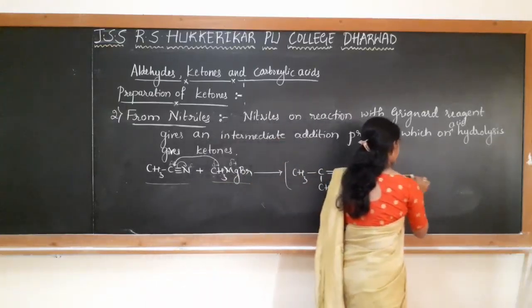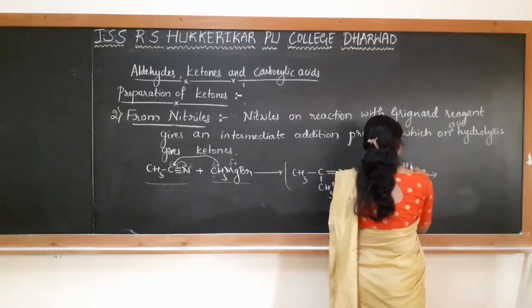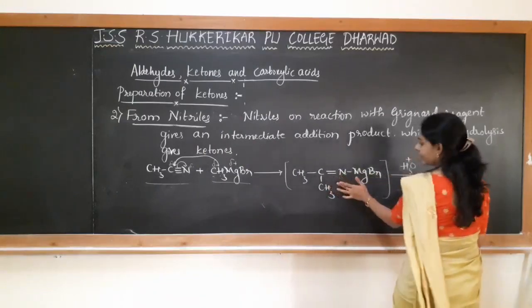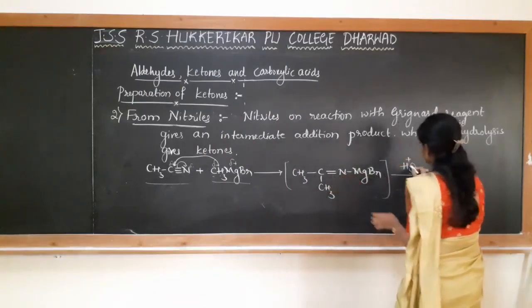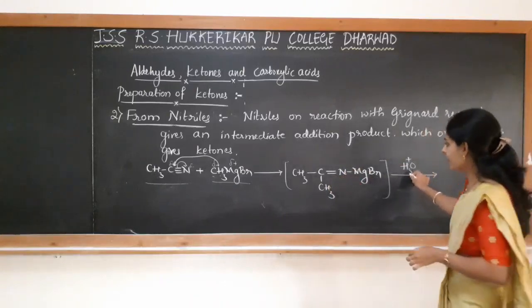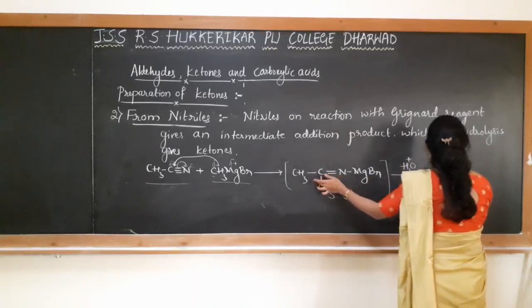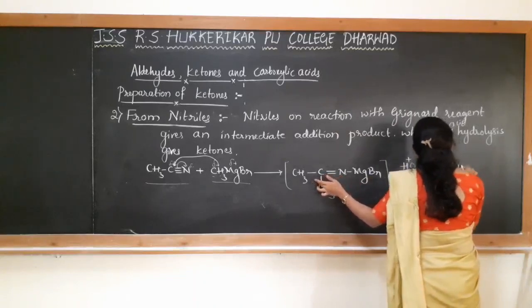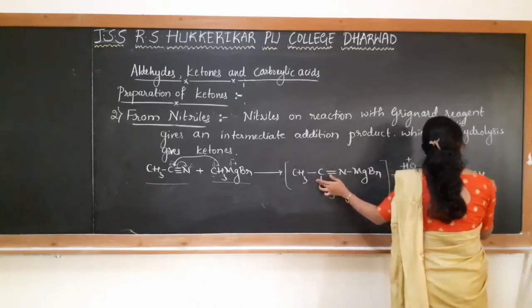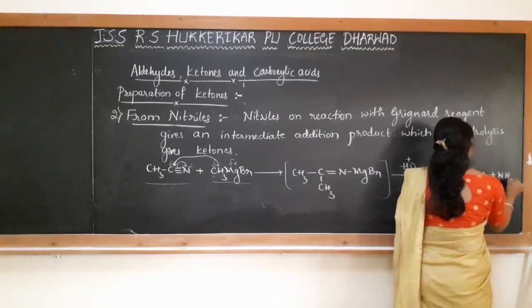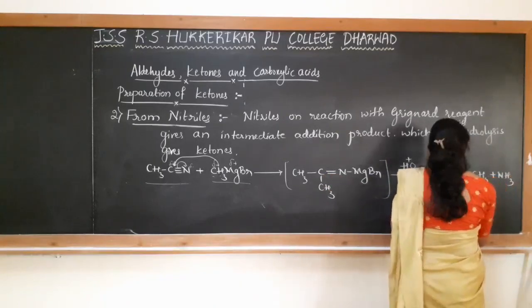So this undergoes acid hydrolysis. This we don't require. We require here the ketone. So what we have to do? We have to do the acid hydrolysis. On acid hydrolysis, there is a formation of ketone. So we are taking here propanone as a product. And these are the byproducts formed.